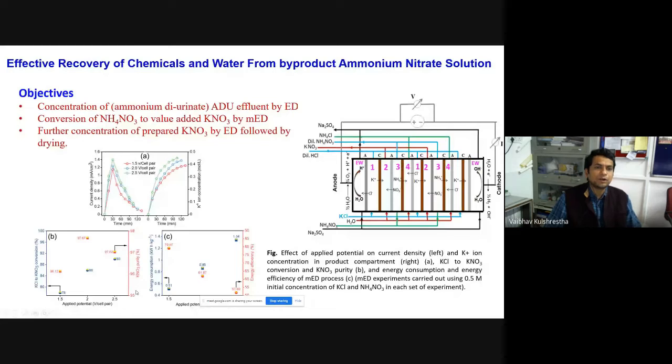So these are a few data. You can see we are able to convert 90% of potassium chloride into potassium nitrate, where the purity is very high, around 97.67%, with very low energy consumption, around 0.5 kilowatt hour per kg of production of KNO3. The energy efficiency is a little bit low, around 52%, so we are trying to improve the system and optimize the parameters to improve the energy efficiency.